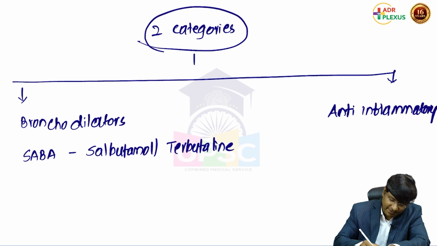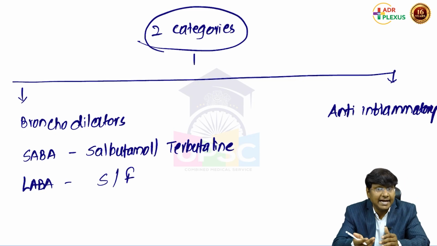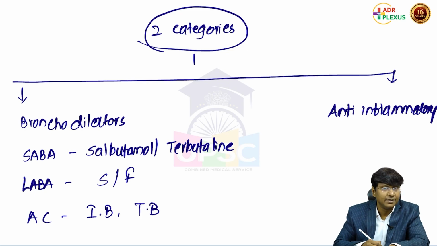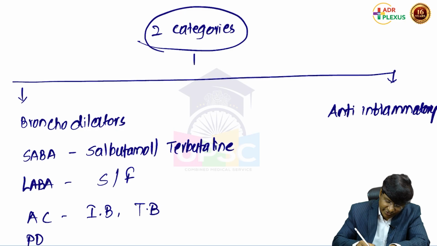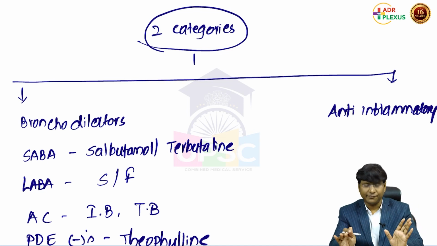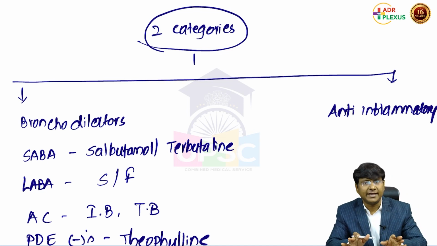Next we have the LABA, long-acting beta-2 agonists, for example salmeterol and formoterol. Then we have anticholinergic drugs that include ipratropium bromide as well as tiotropium bromide. Then we have the phosphodiesterase inhibitors, and examples include theophylline. So these are all your bronchodilators.